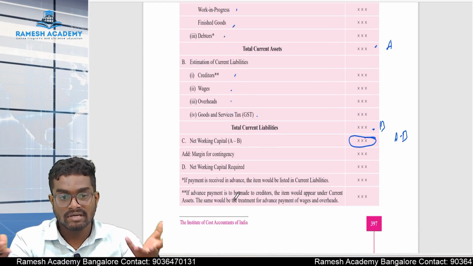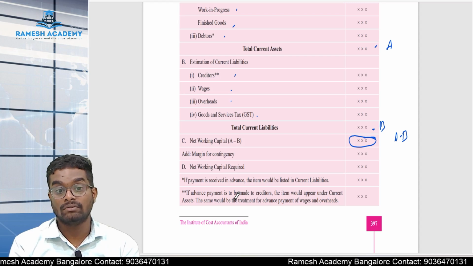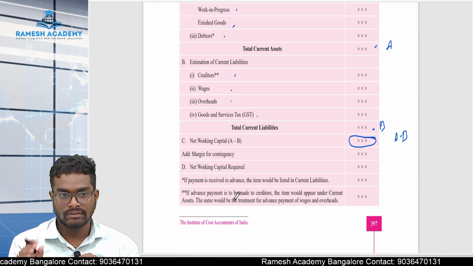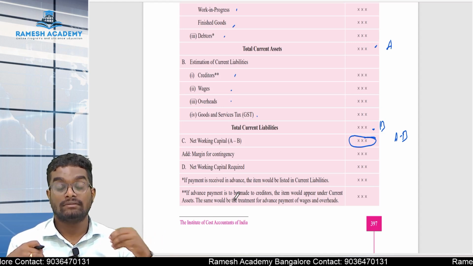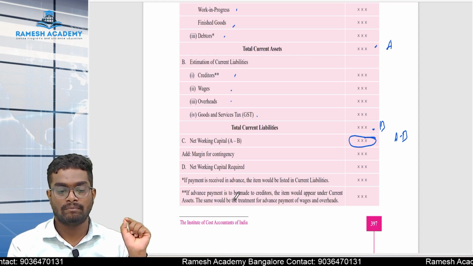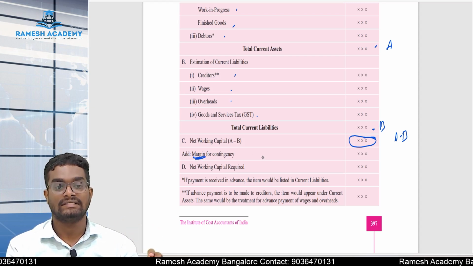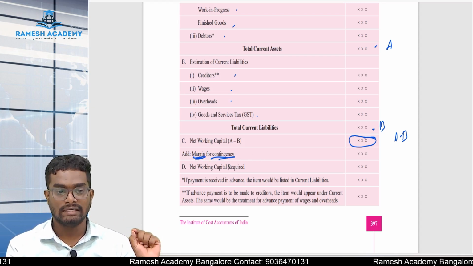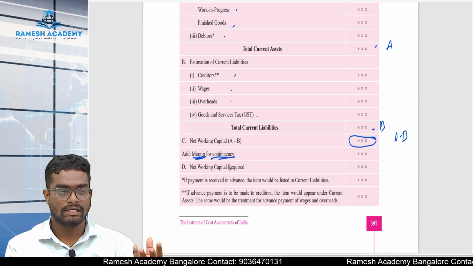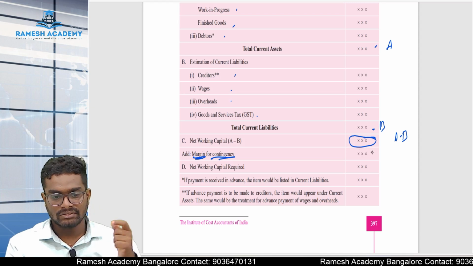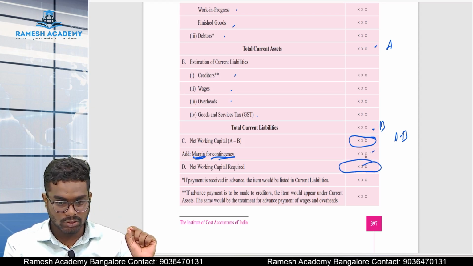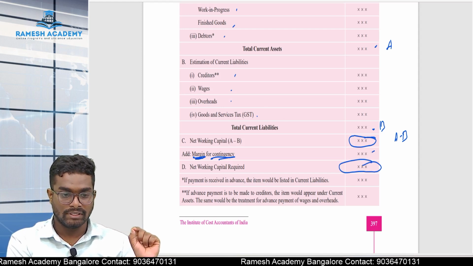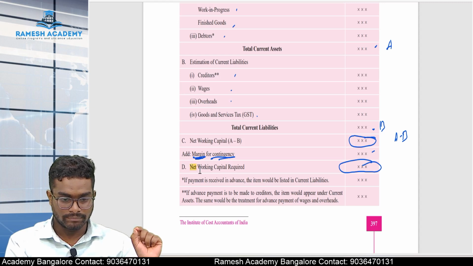Sometimes there will be a contingency. As I told, this is taken on even sales, even production, but we may have some contingency, because of it we will be adding a margin. So margin for contingency, which means some percentage of net working capital will be added. So that is the margin for contingency, and the answer would be the amount of working capital required.